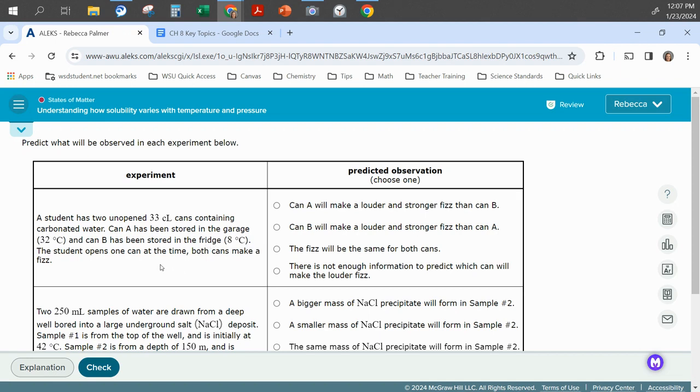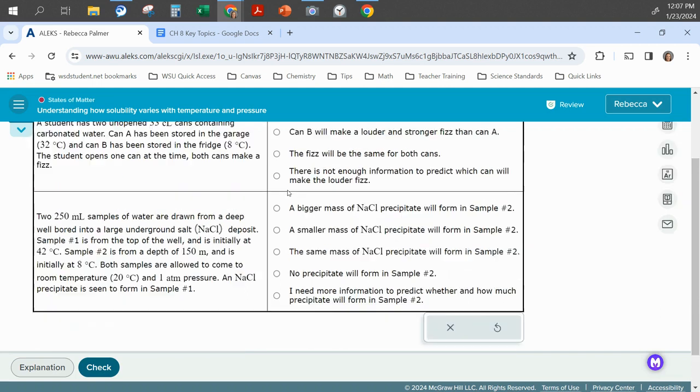So A is probably going to have a louder fizz? Yes, so if we open them, yes. This one will be louder because it can't dissolve as well, so it's got more just floating around. Yeah, yep. Okay, that's our prediction.